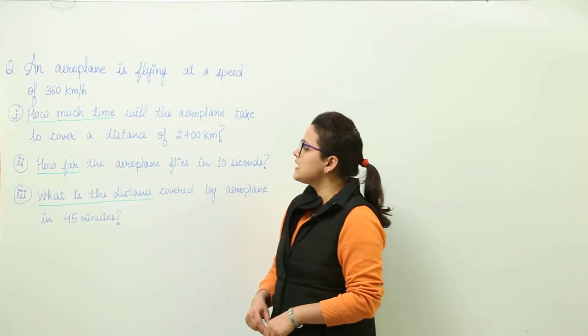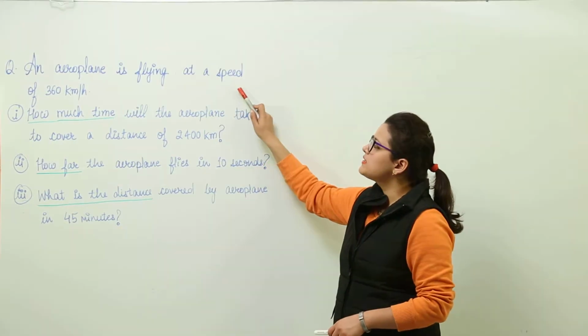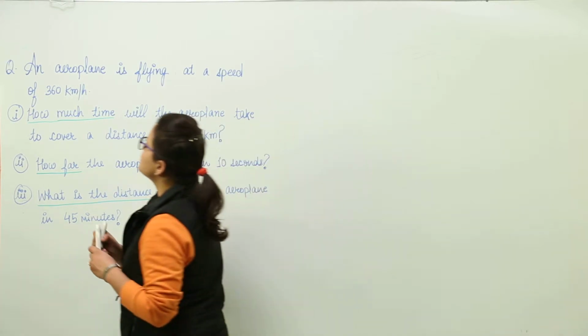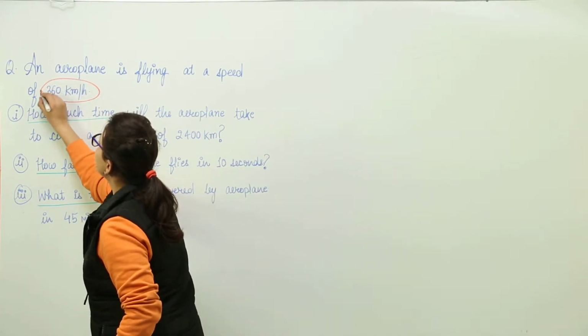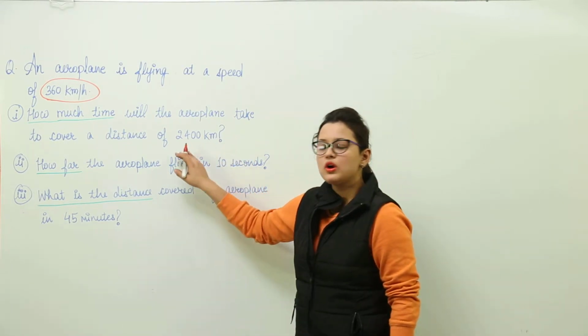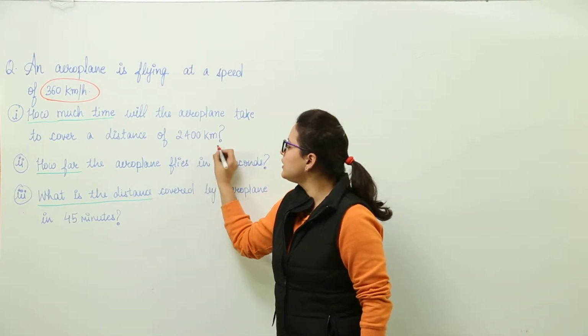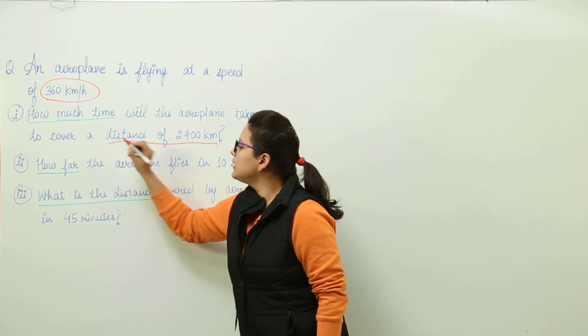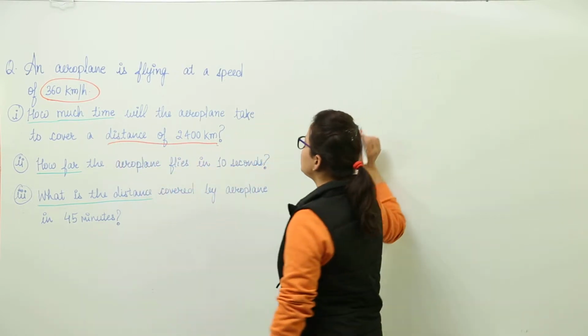The question now says an aeroplane is flying at a speed of 360 kilometers per hour. So this is the speed given to us. How much time will the aeroplane take to cover a distance of 240 kilometers? Now let us write the data that has been given to us.